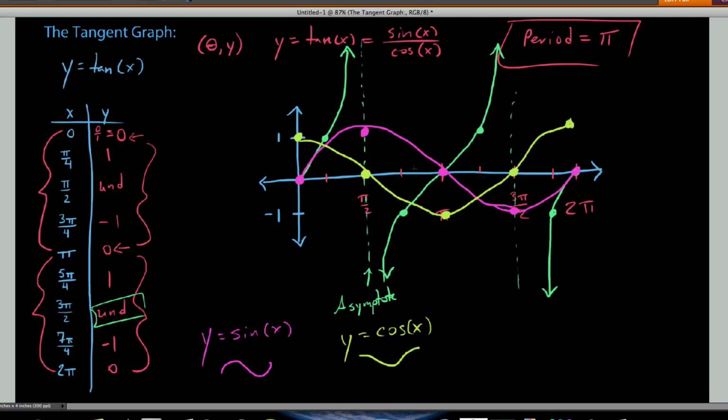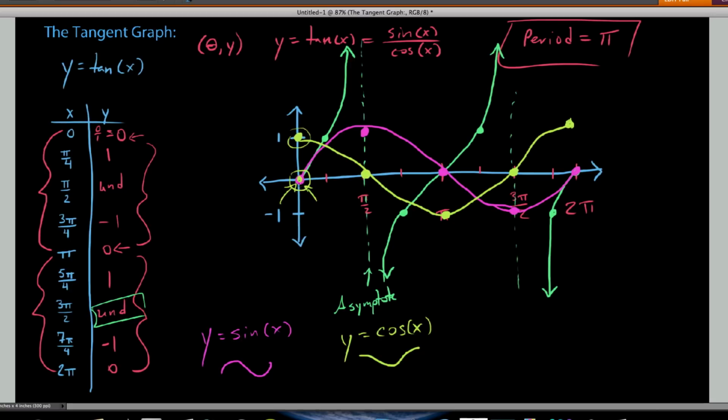What I want to do is look at how these affect the graph of our tangent. What we know is this: the graph of tangent is equal to sine over cosine. That is, in this instance, the height of the pink graph divided by the height of the yellow graph. So you'll notice this. If we start off with sine at input 0, the height of our sine graph was at 0. So 0 divided by a height of 1, our tangent graph then is at a height of 0.